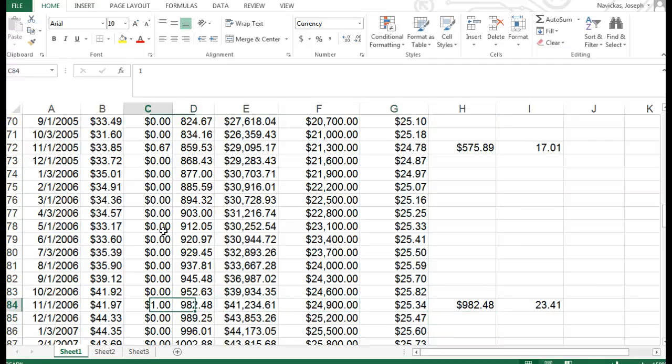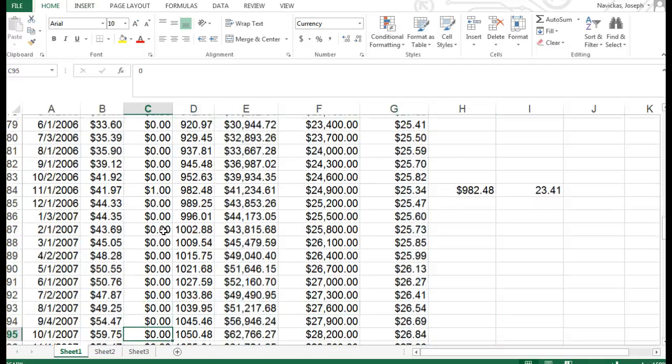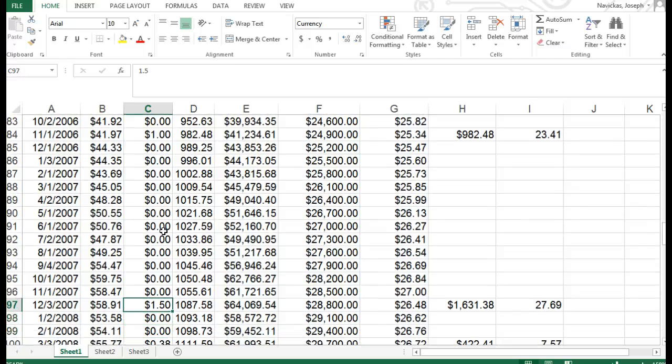Now in 2006, it went all the way up to $1 a share, and then the following year it went up to $1.50 a share. So now I'm just acquiring a massive amount of shares. And notice at this point in time, I put in $28,800 worth of money, and my total investment is already up to $64,000. So it's looking pretty good here.